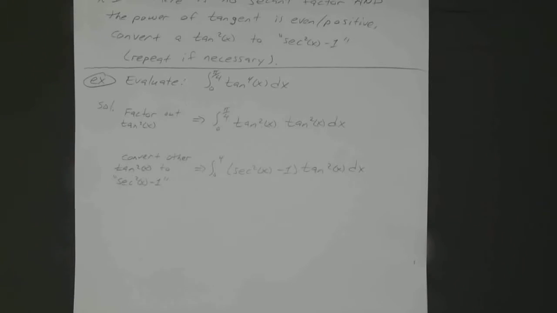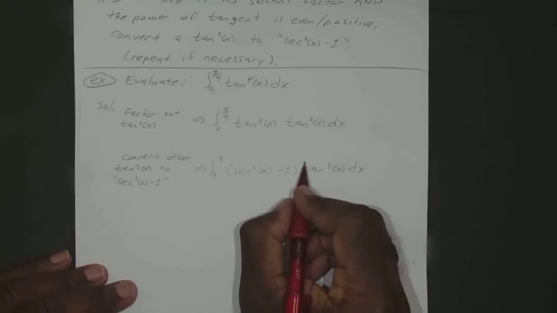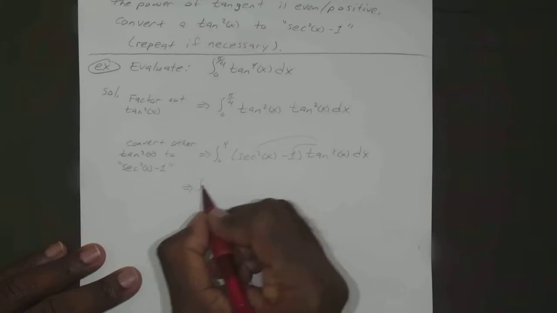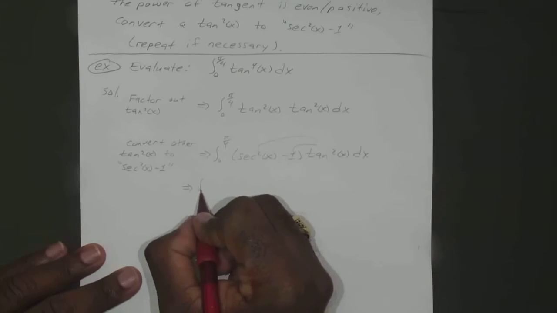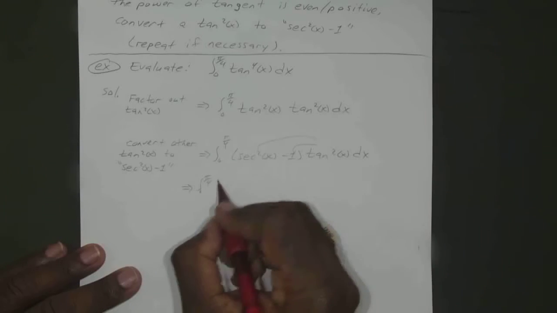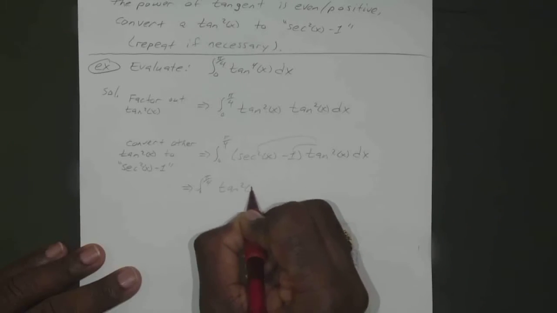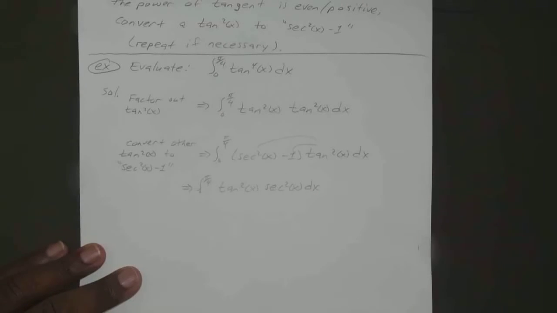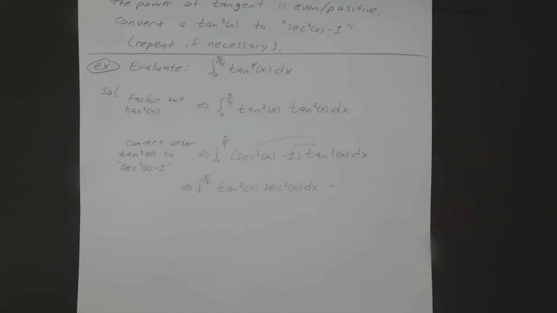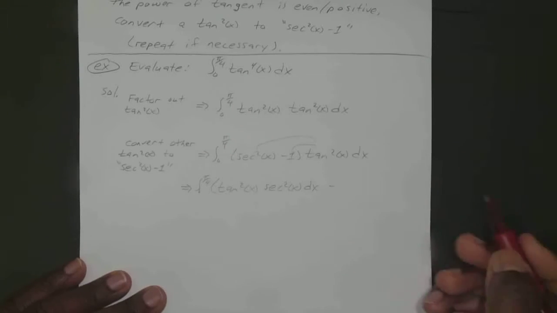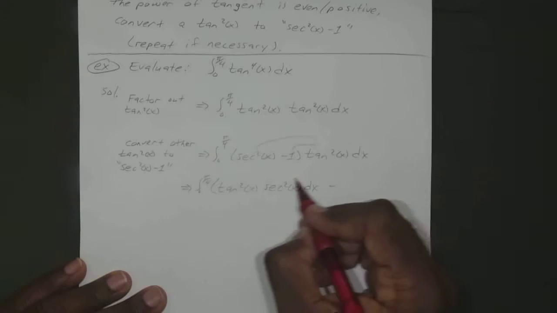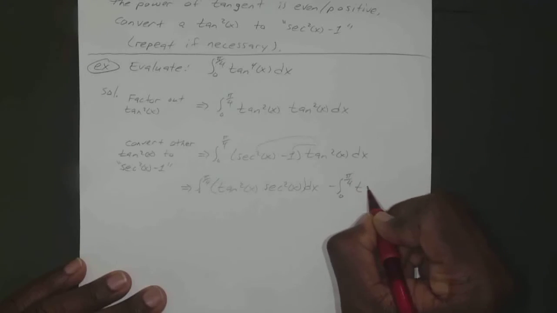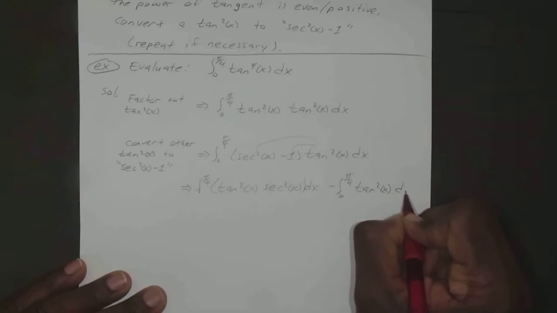Okay. Now with this one, you're now going to distribute your tangent squared of x. Oh, 0 to pi over 4. Okay, so now you have tangent squared of x, secant squared of x dx minus, well, I guess you can put it all in one instead of making up a whole new integral. I might as well make a whole new integral. And that's the integral from 0 to pi over 4 tangent squared of x dx.